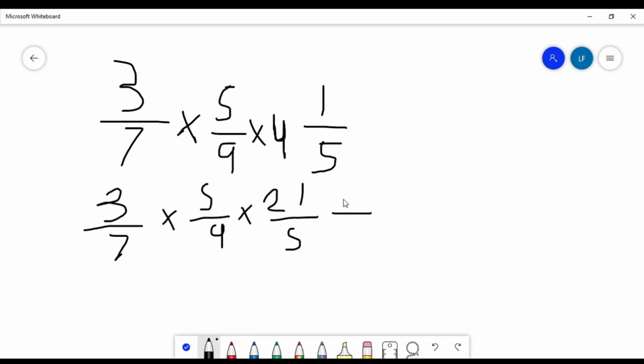Now what is this equal to? We can cancel 9 and 3 out. This becomes 1 and this becomes 3. We can cancel this 3, this 7 and 21 out. This becomes 3. And we can cancel this 3 and 3 out. After which we can also cancel this 5 and this 5 out. So the answer will become 0.